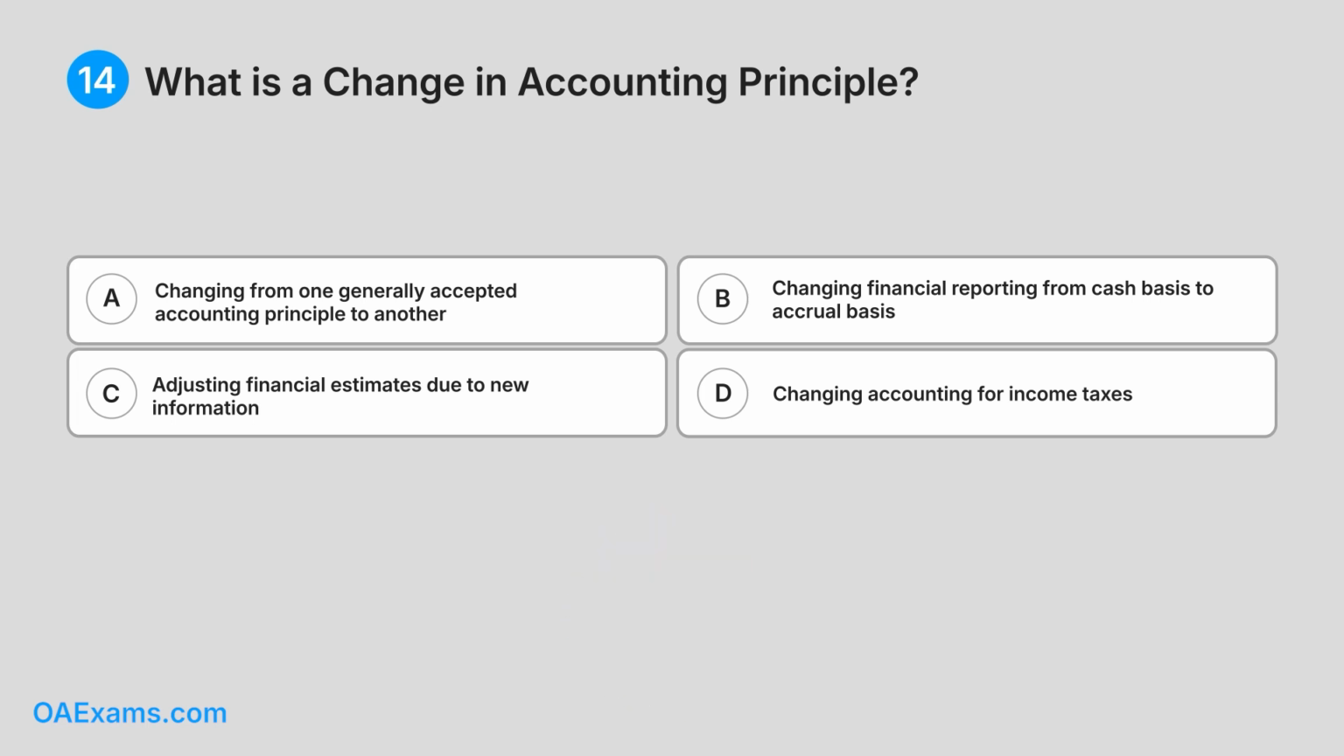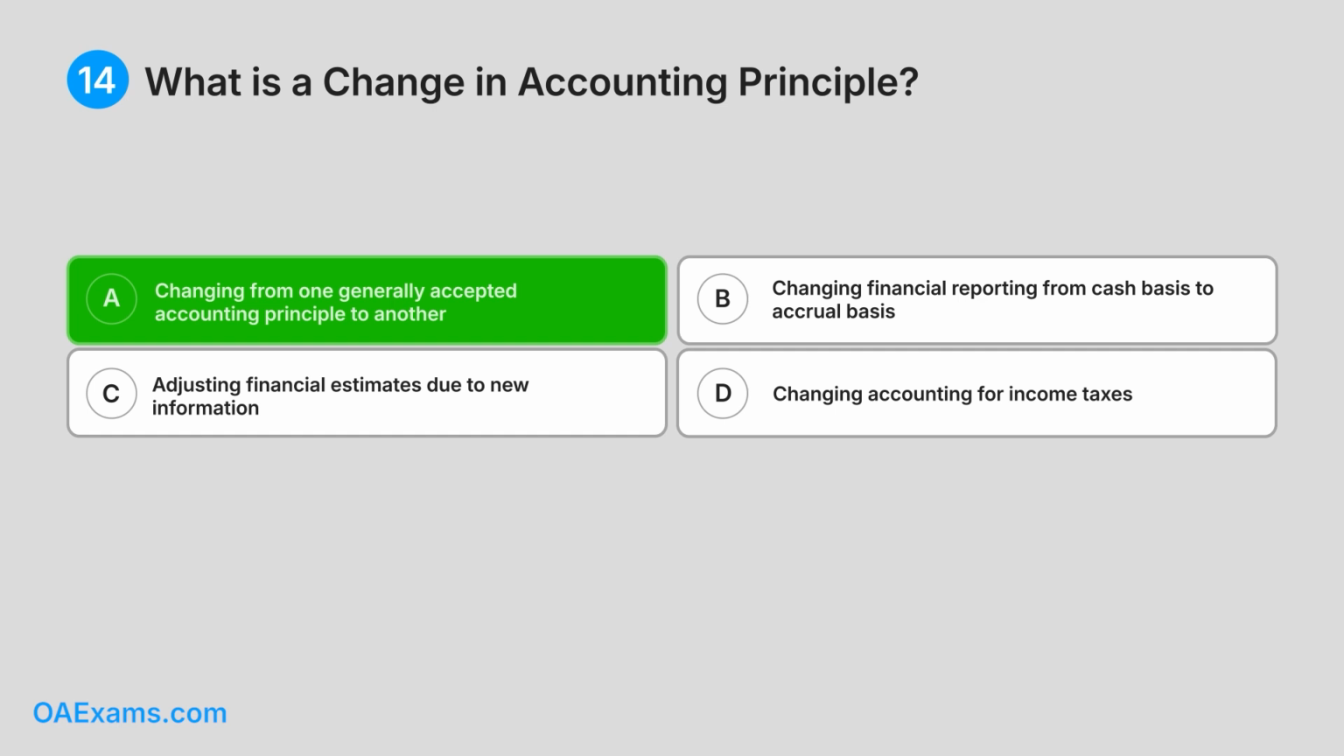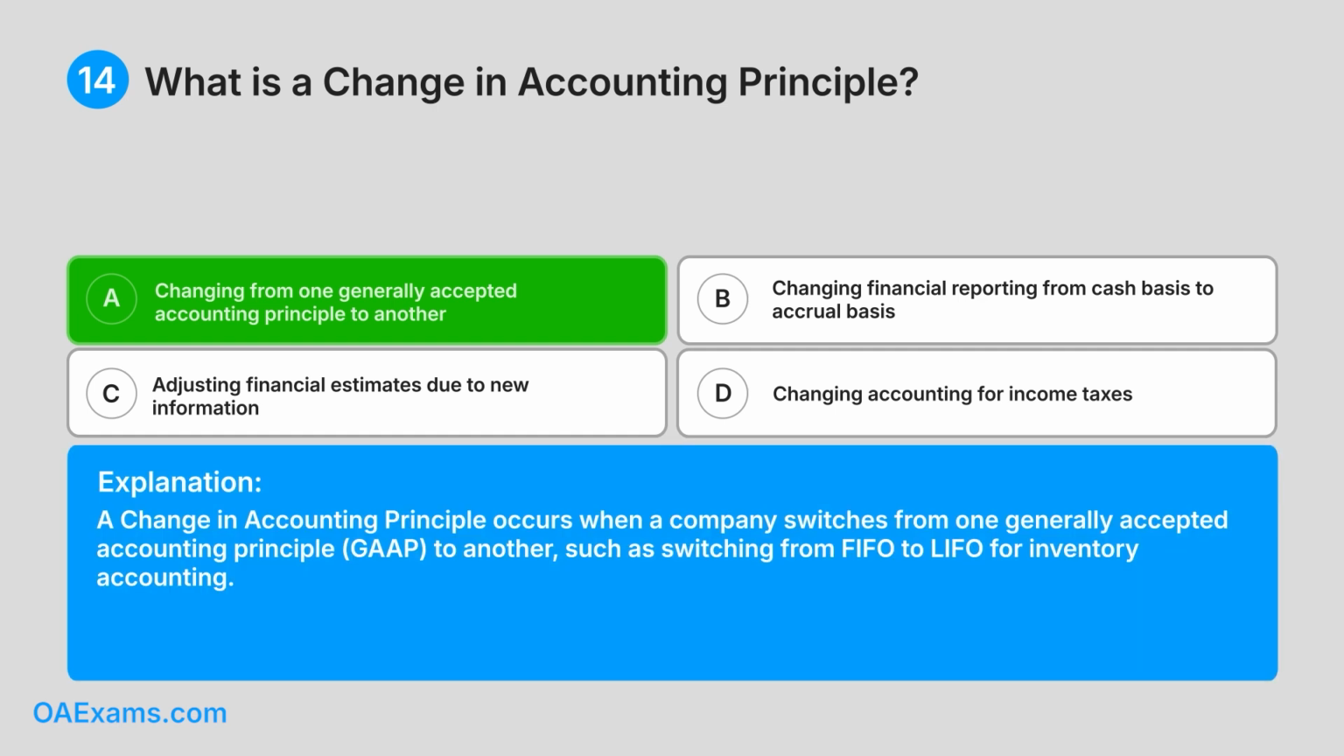Correct answer: A. Changing from one generally accepted accounting principle to another. Explanation: A change in accounting principle occurs when a company switches from one generally accepted accounting principle, or GAAP, to another, such as switching from FIFO to LIFO for inventory accounting.